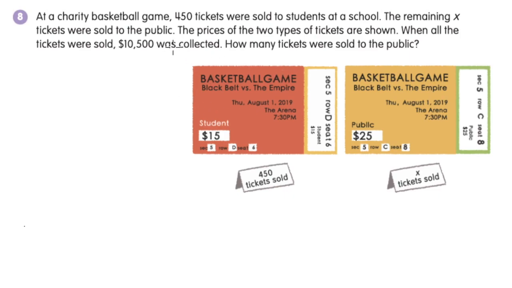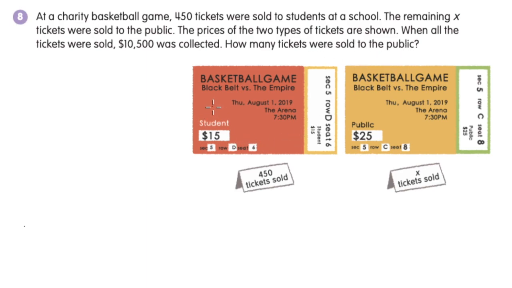For problem 8, there is a charity basketball game and 450 tickets were sold to students at a school. The remaining X tickets were sold to the public. The price of the two types of tickets are shown. When all the tickets were sold, $10,500 was collected. We're trying to find out how many tickets were sold to the public.